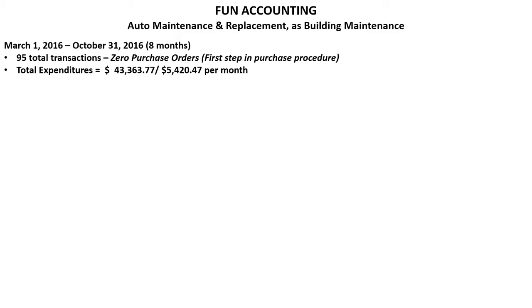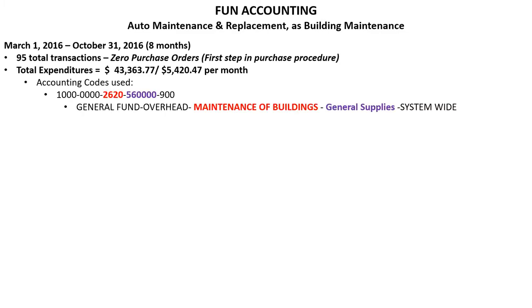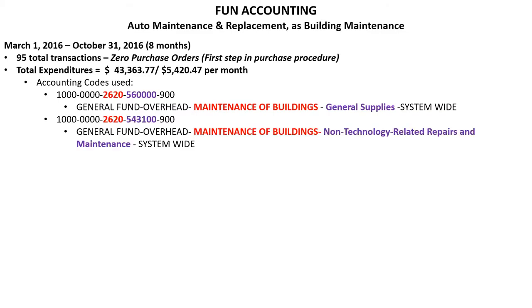Total expenditures just over $43,000, for about $5,400 a month. And the most commonly used accounting code you'll see here, and we color coordinated the number in the middle as the function code, maintenance of buildings, and the fourth number is the object code, which would be general supplies in this instance. The second most used, or they're used pretty commonly, same function code, maintenance of buildings, and then non-technology related repairs and maintenance.